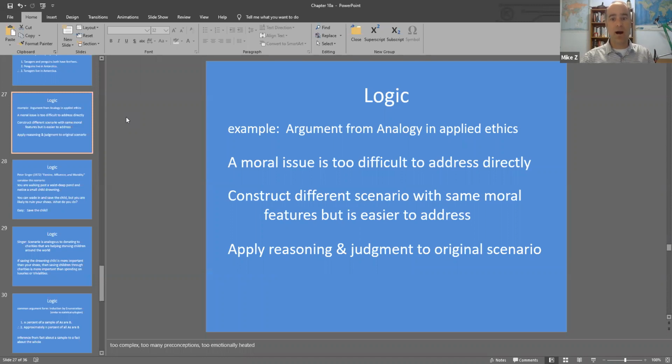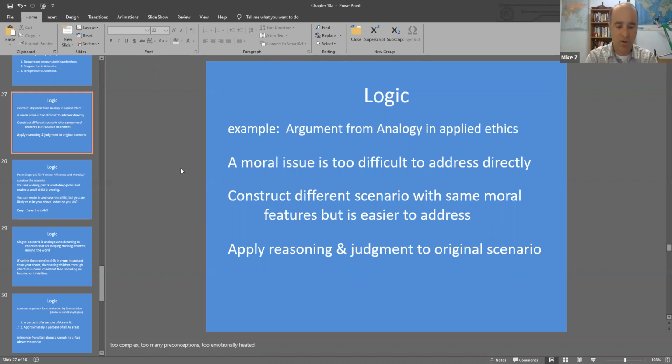It's really common in applied ethics. That is where we're taking some ethical theory and applying it to a particular situation, trying to figure out what's the right thing to do in this given circumstance. And so a common technique is to use argument from analogy there. It's really common when we've got a moral issue that for one reason or another is just too difficult to address directly.